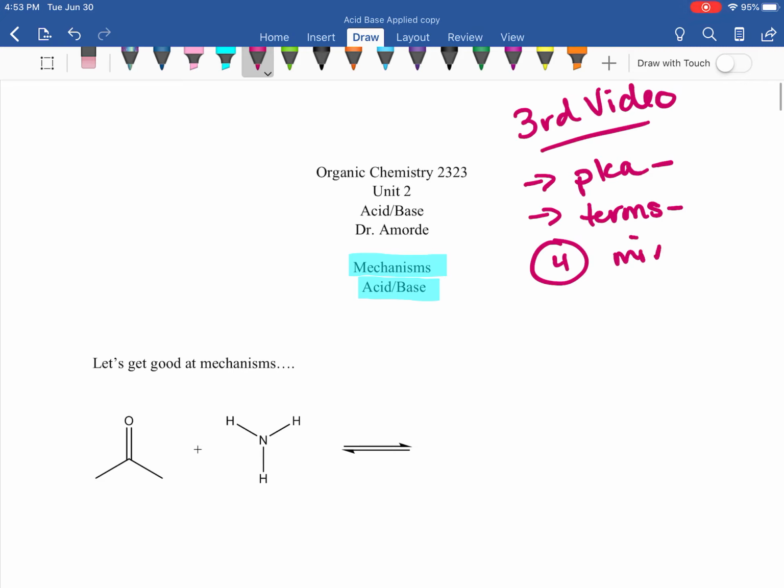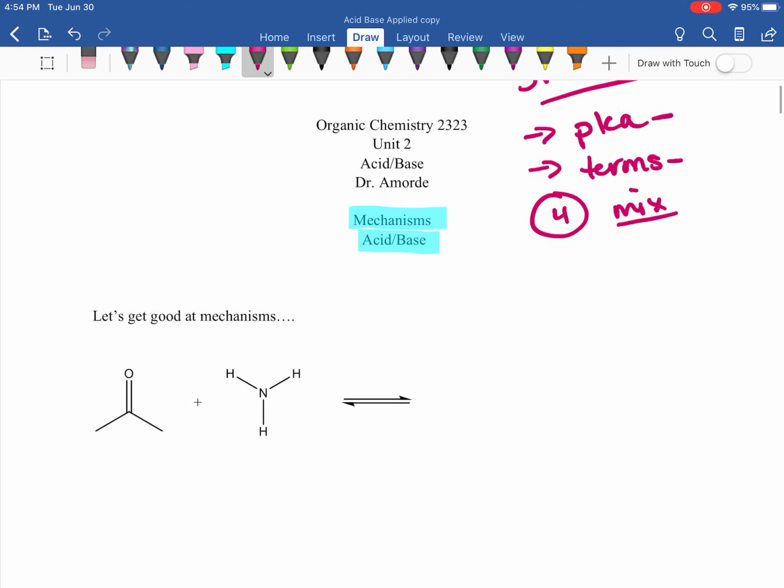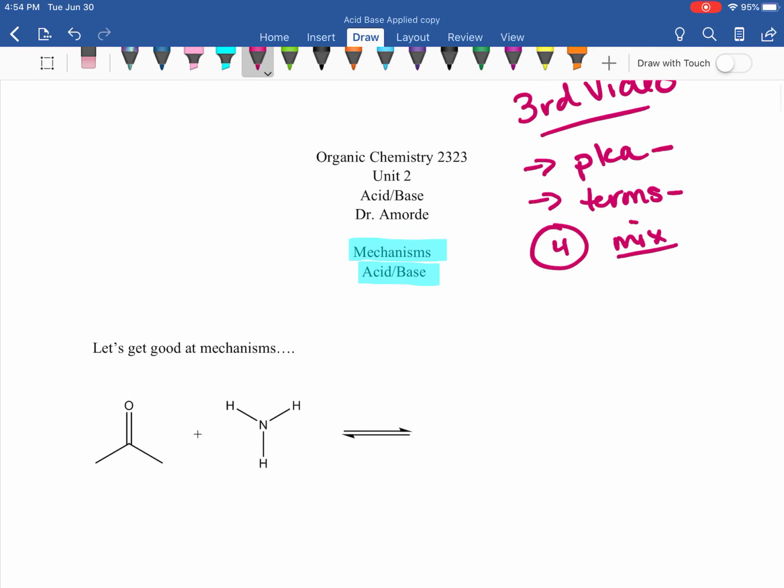Remember our number 4 definition. It depends what you mix with. So my goal is to actually give you stuff maybe you've never seen before and have you come up with a mechanism that is going to follow rules and work. So let's take these two compounds for fun. This is actually acetone and ammonia, and we're going to see what we can do with that.